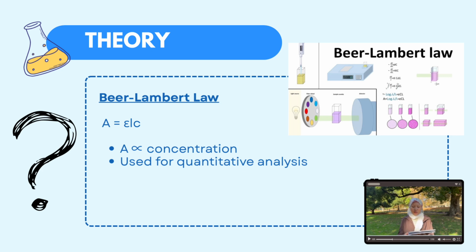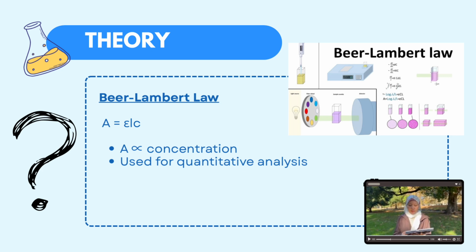So, this experiment is based on the Beer-Lambert law. This equation is A = εLC, where A represents absorbance, ε is molar absorptivity, L is the path length of the cuvette, and C is the concentration. The Beer-Lambert law states that absorbance is directly proportional to concentration. This means when concentration increases, absorbance also increases.